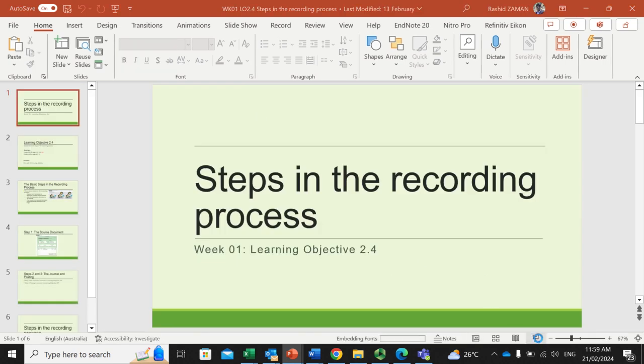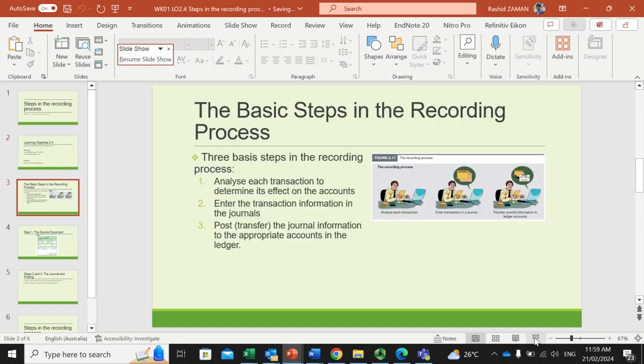Steps in the recording process. I already explained the steps in the recording process. What first step is there? What is the first step in the recording process?